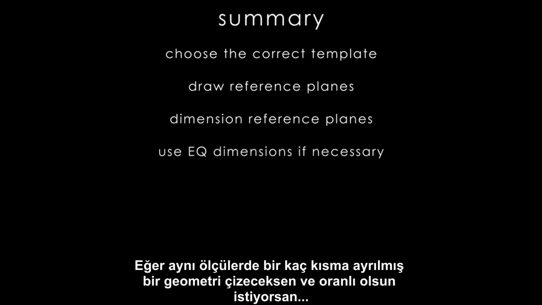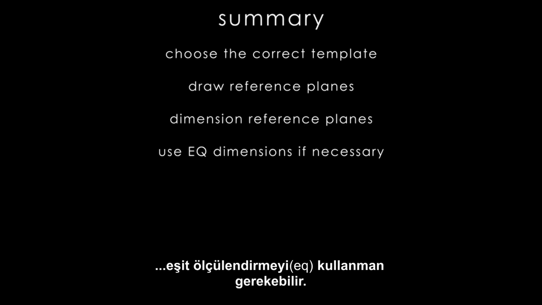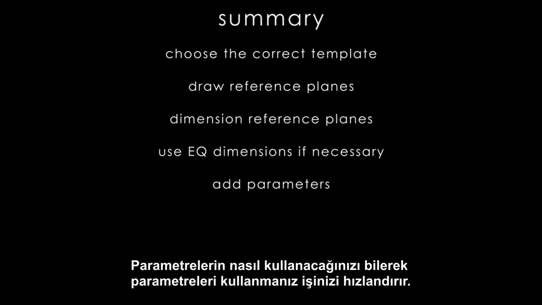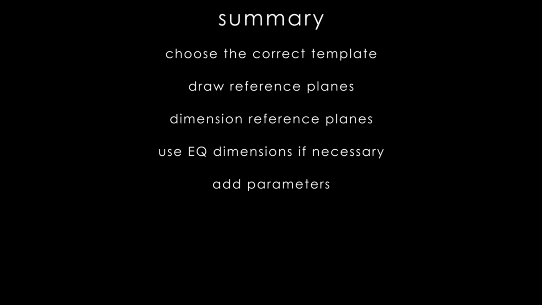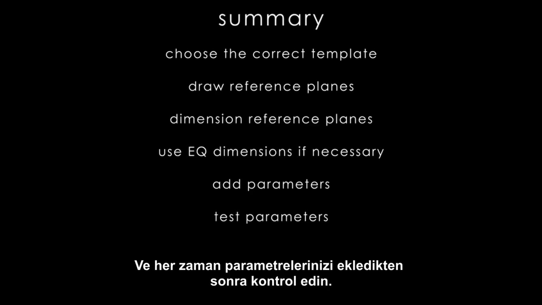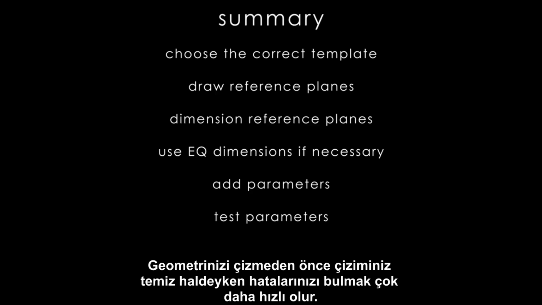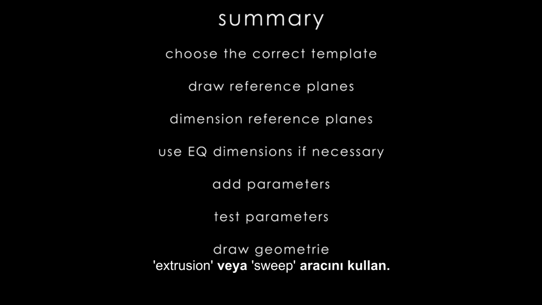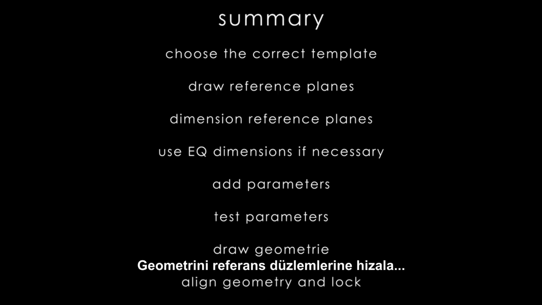And if you have geometry that is divided into several parts that have the same dimensions, and you want to keep the proportion, you might need to use the EQ dimensions. If you have dimensions which you want to change later on, you should always add parameters to these dimensions. Using parameters and knowing how to use parameters, that just speeds up your workflow. And after you add parameters, always test them. It's a lot faster to find mistakes when your drawing is still clean, you have no geometry in it. Once you tested your parameters, then you just draw the geometry. You use the extrusion tool or the sweep tool, and then you just align the geometry to your reference planes. And never forget to lock.